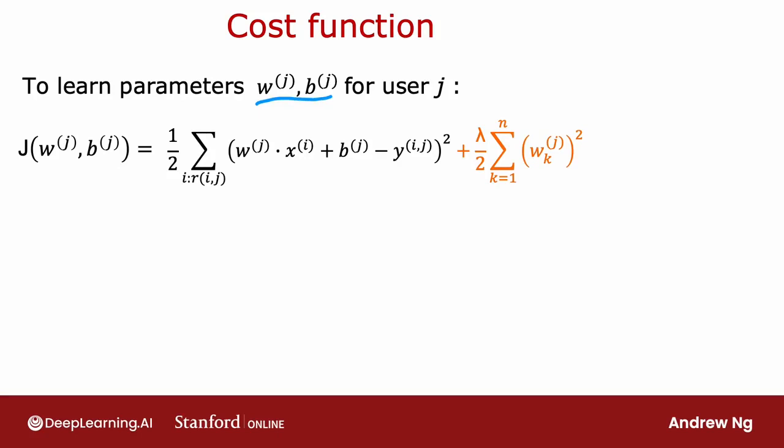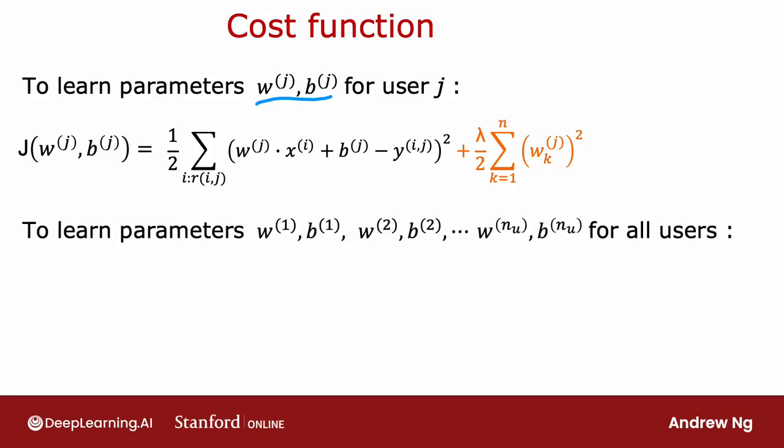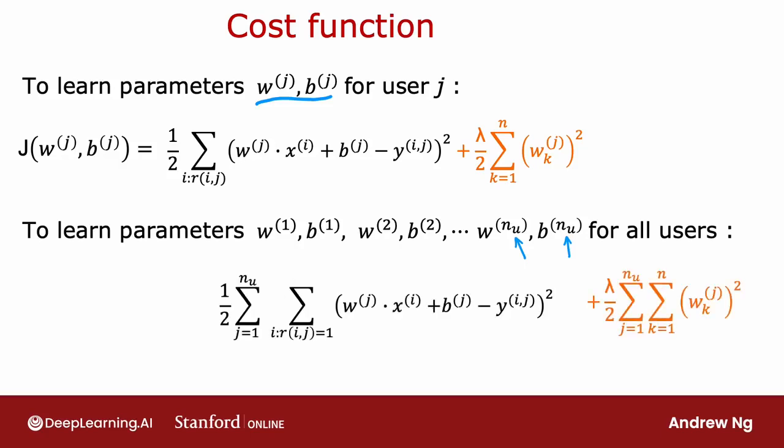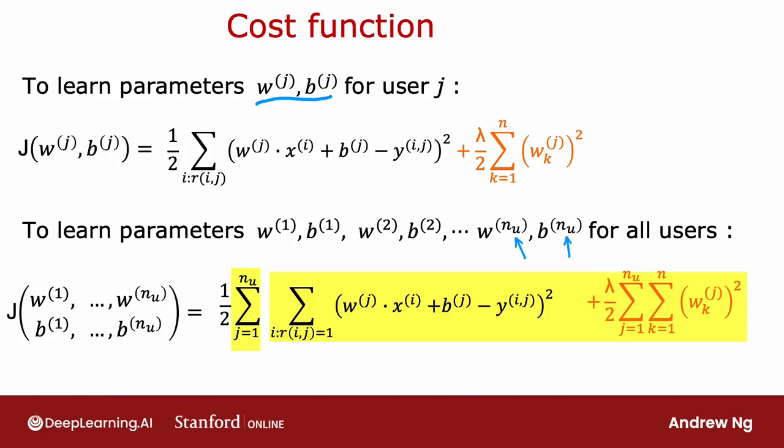But instead of focusing on a single user, let's look at how we learn the parameters for all of the users. To learn the parameters w1, b1, w2, b2 through w_nu, b_nu for all of our n subscript u users, we would take this cost function on top and sum it over all the nu users. So we would have the sum from j equals 1 to nu of the same cost function that we had written up above. And this becomes the cost for learning all the parameters for all of the users.